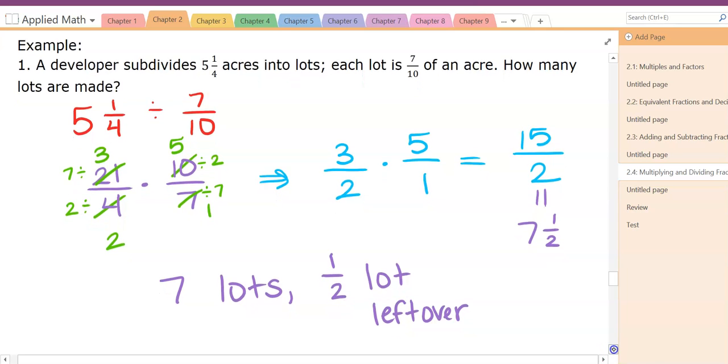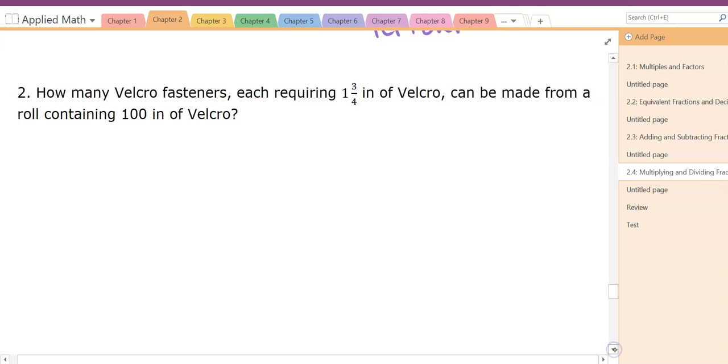The next one says, how many Velcro fasteners, each requiring 1 3/4 inch of Velcro, can be made from a roll containing 100 inches of Velcro? How would you guys set this problem up? Like, what are we dividing?